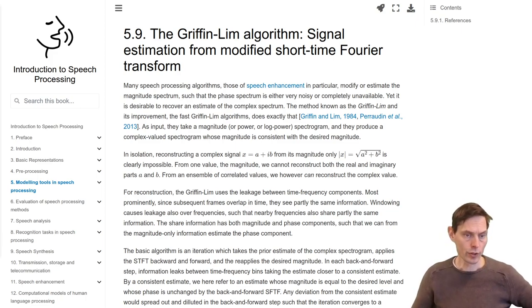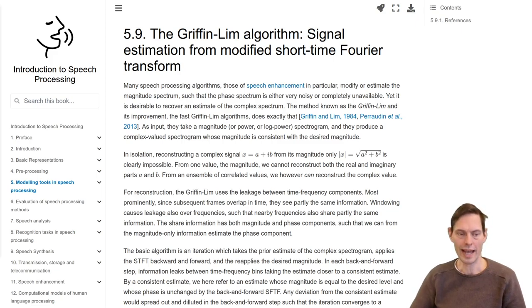It doesn't make a real difference whether we have magnitude spectrum, power spectrum, or log power spectrum, because we always convert the power spectra, log power spectra back to magnitude spectra, and that doesn't change the situation in any way. But if you look at this problem in isolation, if you just have a single complex valued signal, x is equal to real part plus the imaginary part, and if we have only access to the magnitude of that, so the absolute value, then this is impossible. We have two unknowns, a and b, but only one equation. But do not despair. If you have lots of values for x, or parallel values, which are correlated, then we can reconstruct the complex value.